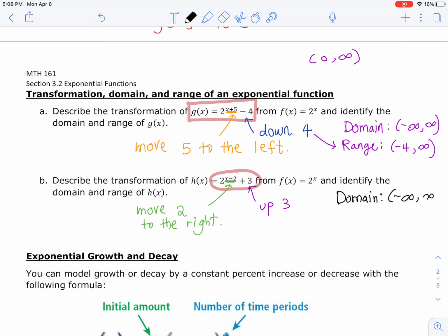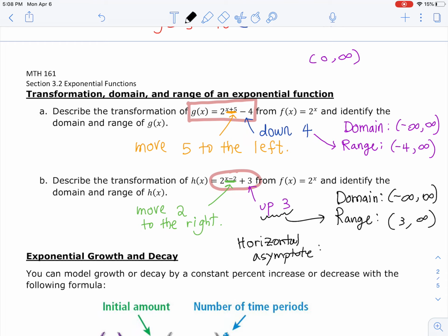So let's write the domain and range. We just described the transformation briefly, but if I were to find the domain and range, well, of course, the domain of any exponential function is always all real, but range is a little different this time, right? Notice that it moved up 3 units, so it's not going to be from 0 to positive infinity. It's actually going to be from 3 to positive infinity.